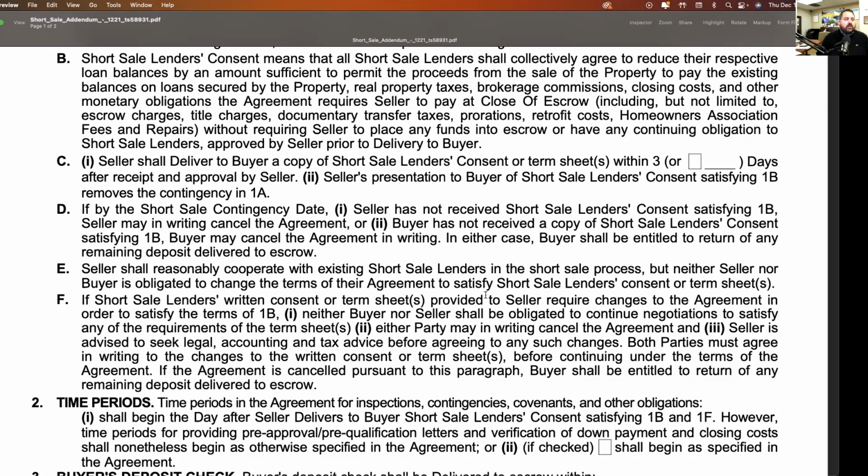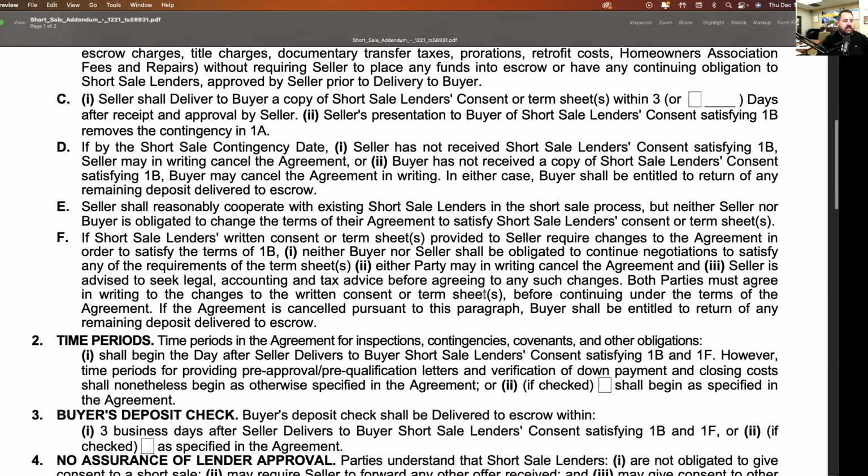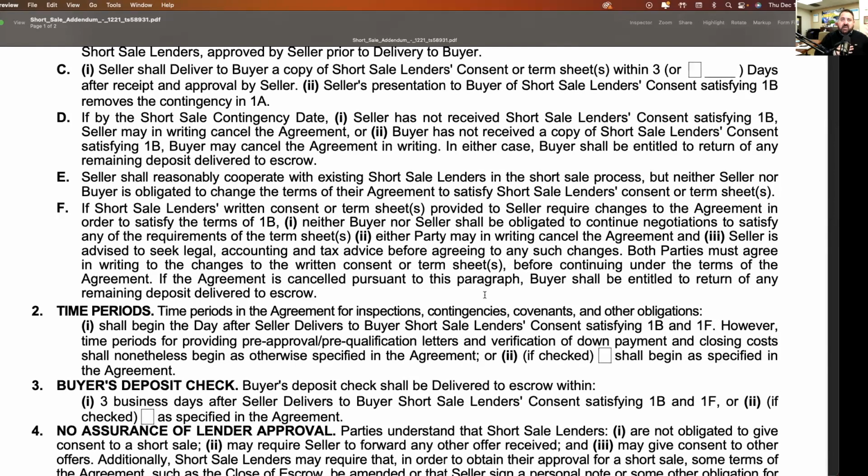If short sale lenders' written consent or term sheets provided to seller require changes to the agreement in order to satisfy the terms of 1B, neither buyer nor seller shall be obligated to continue negotiations to satisfy any of the requirements of the term sheet. Either party may cancel the agreement in writing, and seller is advised to seek legal, accounting, and tax advice before agreeing to any such changes. Both parties must agree in writing to changes to the written consent of the term sheet before continuing under the terms of the agreement. If the agreement is canceled pursuant to this paragraph, buyer shall be entitled to return of any remaining deposits delivered to escrow. So that's it, right? If they ask you to agree to it and you don't, either party can cancel.